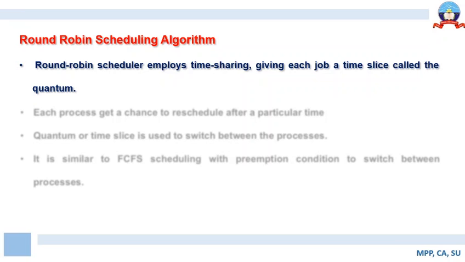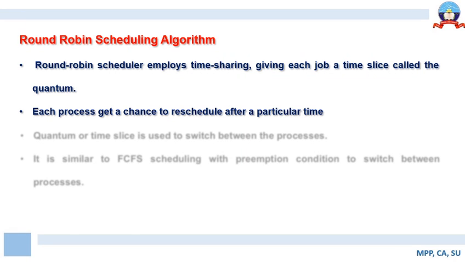So that is the way the round robin scheduling algorithm works. The round robin scheduler employs time sharing. Here, the different processes in the process queue or the ready queue will share the CPU time among them, wherein each job is given a certain amount of time, called the quantum.